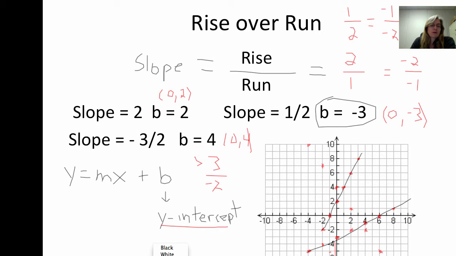And where is our color? Black. And we can connect those dots and have a new line. So that's how rise over run works.